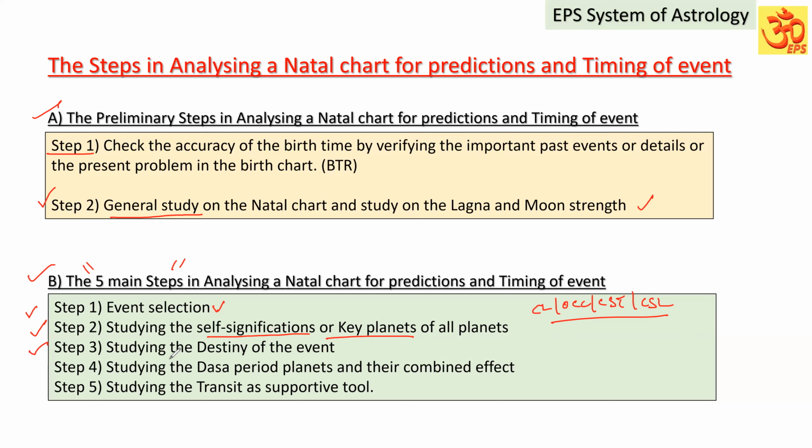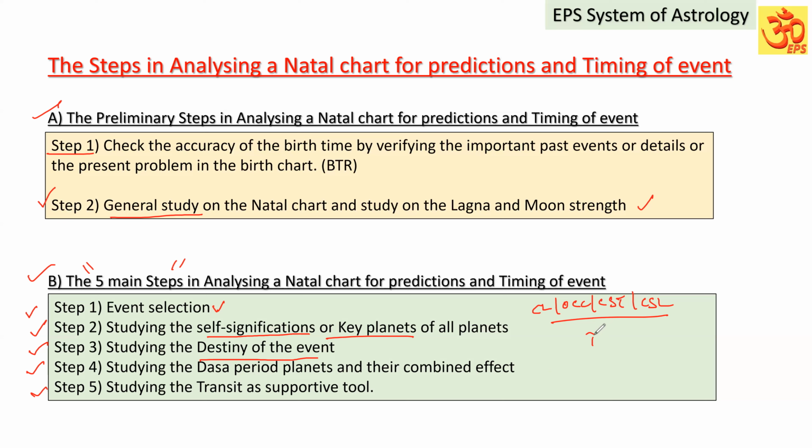Step number 3, studying the destiny of the planet. Now we are talking about the event. To know the destiny, before going for the Dasa Bhukti Antara prediction, we have to study the destiny level of the particular house matters. We have to study the destiny. Step number 4, studying the Dasa periods planets and their combined effect. Step number 5, studying the transit as a supportive tool.